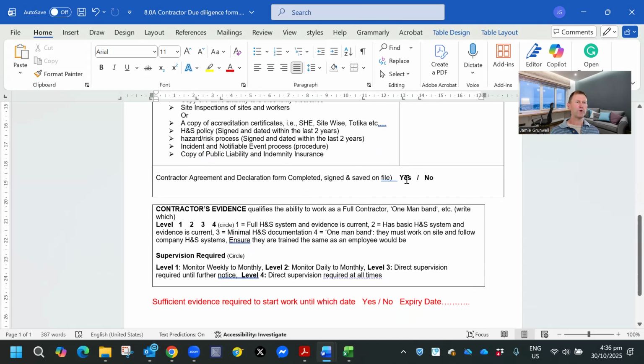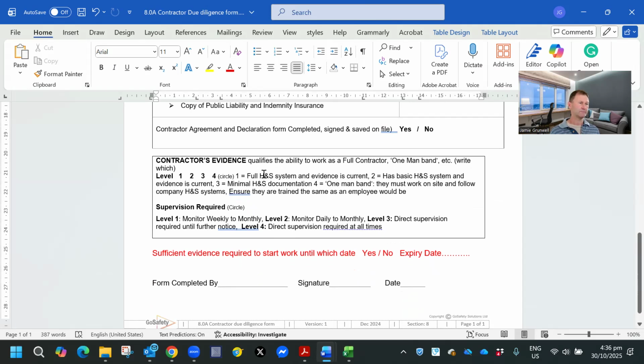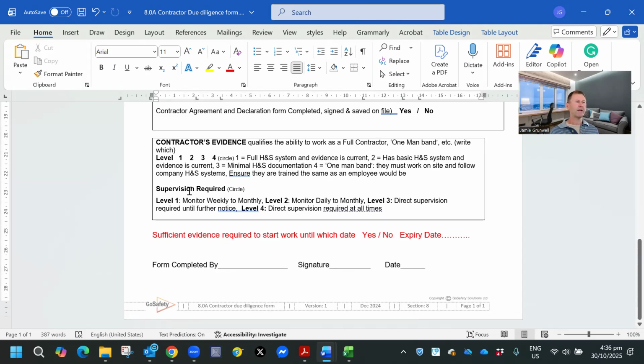Okay, and this is for office work that I've seen it, yes or no. And then I'll rate the contractor. So I'll say level 1, a full health and safety system and evidence is current, so a large contractor will have that. Level 2, you've got a basic health and safety system and evidence is current. 3, minimal health and safety documentation. 4, one-man band, and they've been told to follow your health and safety system. Okay, that relates to the supervision required.